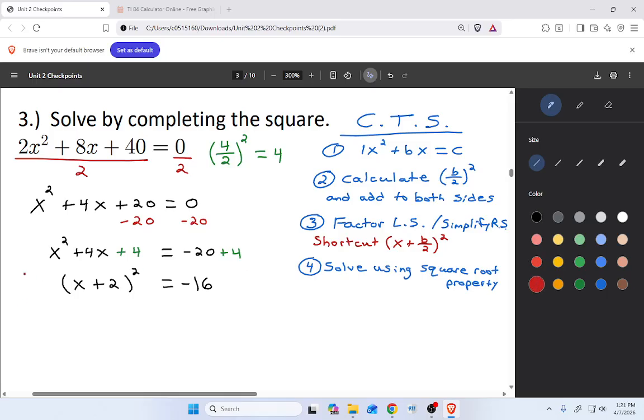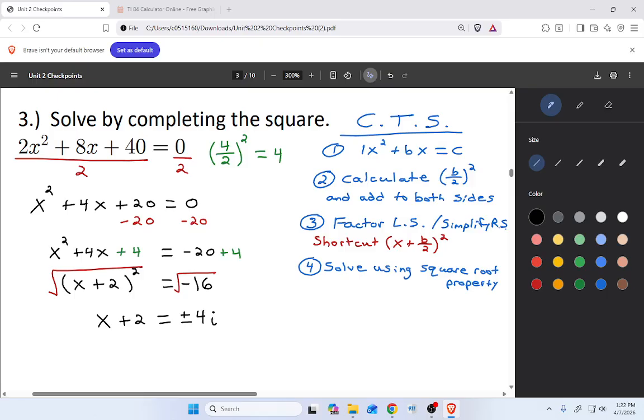So now I'm going to take the square root of both sides, square root of the left, square root of the right. On the left side, the root and the exponent of 2 will just cancel each other out. So I've got x plus 2 equals, and the square root of negative 16. Well, the square root of 16 is 4. The square root of a negative number leaves me with i, the imaginary variable. Square root of negative 1 is i. And then I also need my plus or minus in front because I took the square root.